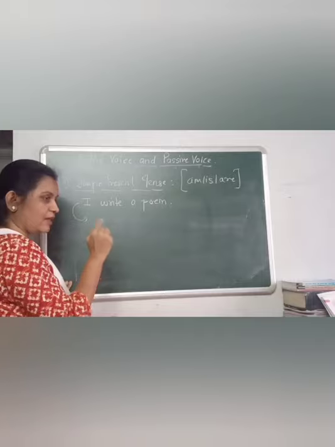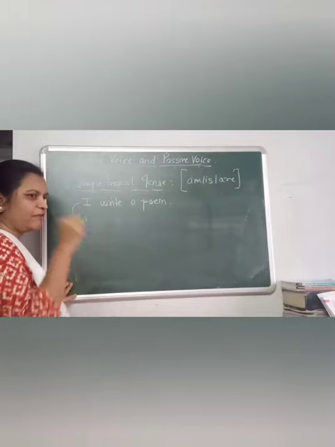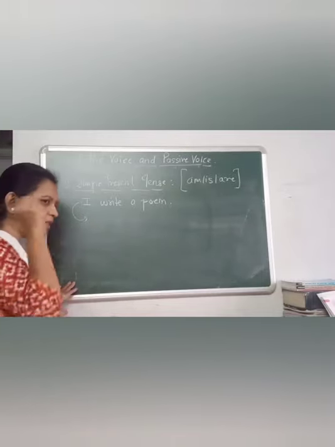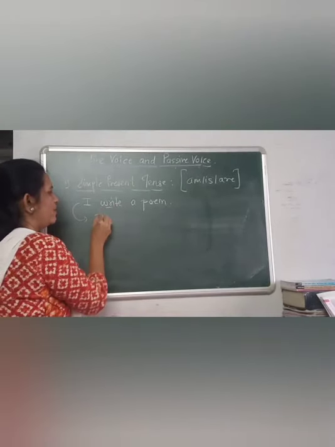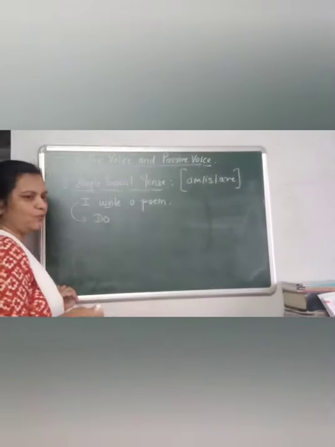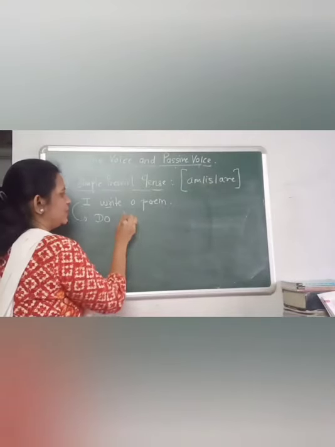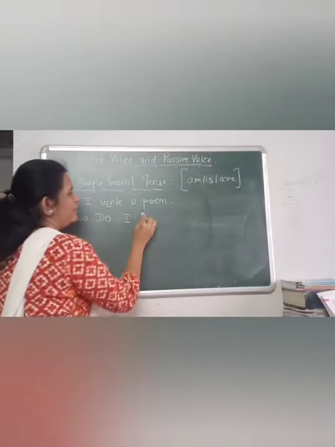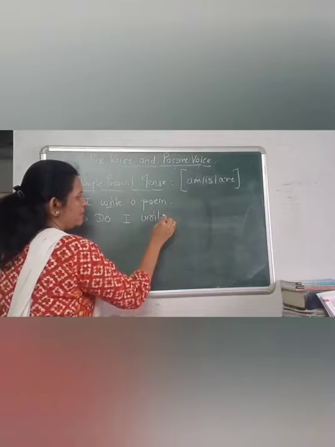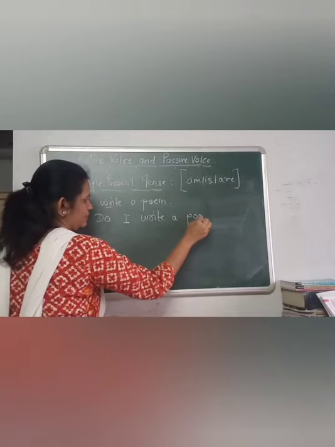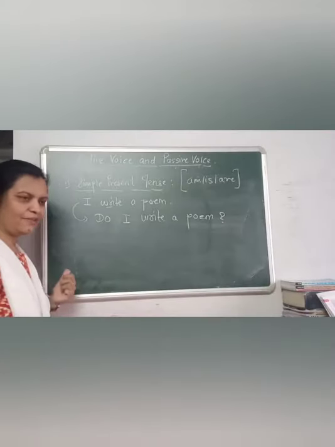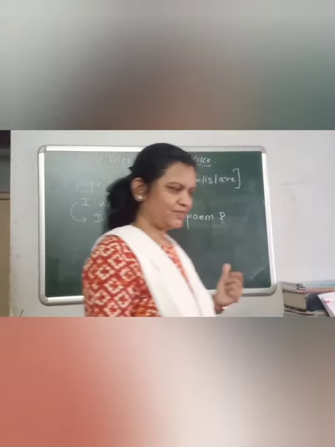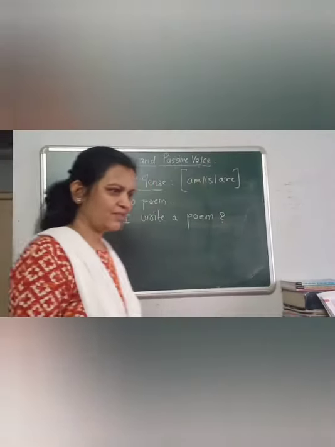And once again, here the do forms play a very important role, as they played in the negative sentence. So, write is there. In the beginning of the sentence, I will use do. Then the subject, do I. Then the verb, do I write a poem? Question mark. See, easily we converted it into a question. Do I write a poem?